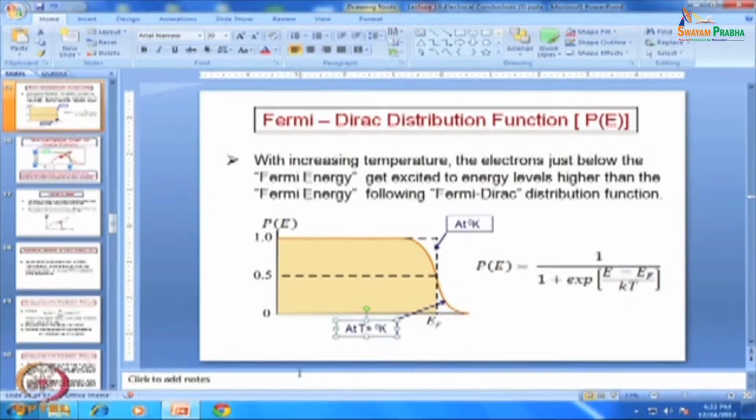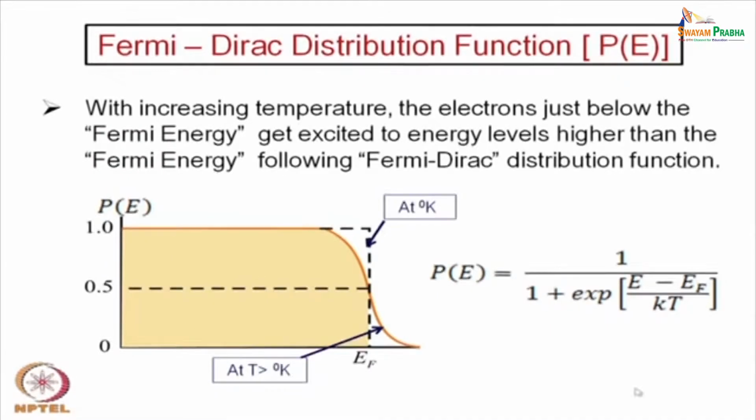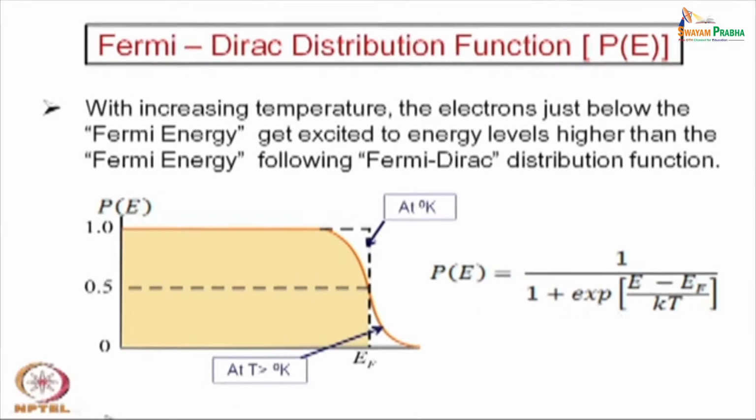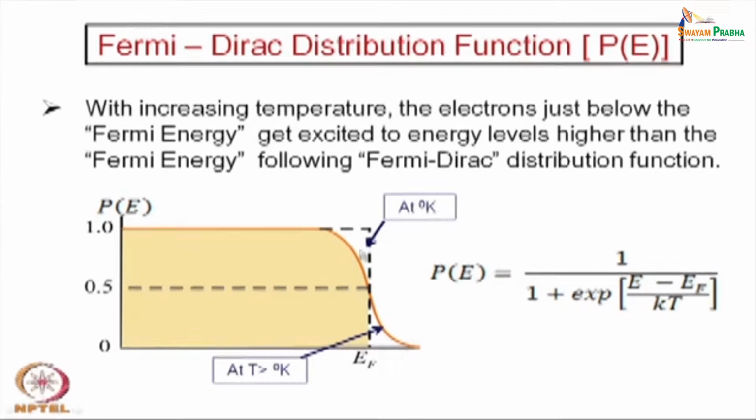At T greater than 0 degree Kelvin, this is at 0 degree Kelvin. Whereas at T greater than 0, this becomes the kind of situation. It changes more or less in this fashion. We will look into that later, in more detail.